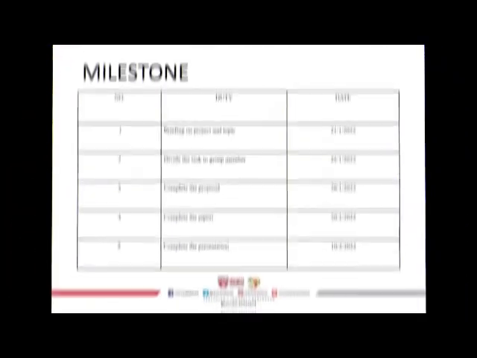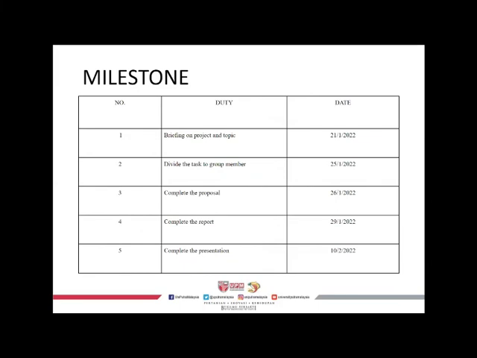For the milestone, the first one is we brief on the project and the topic on the 21st of January. Then we divide the task to the group members on the 25th of January, and then we complete the proposal to submit by the 26th of January. Then we complete the whole report of the project by the 29th of January, and then we complete the whole presentation of the report by the 10th of February 2022.